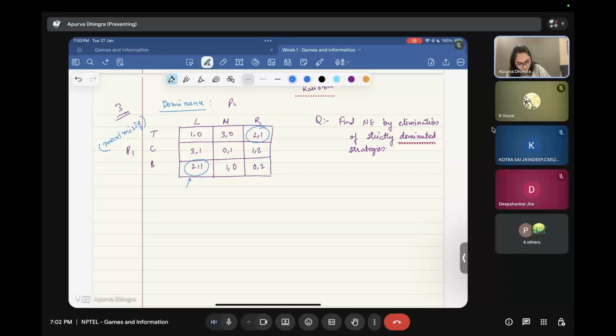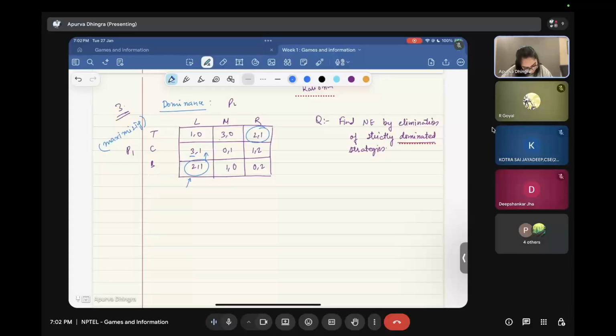Simple reason: if player 2 had played L, player 1 would benefit from taking C. So it would prefer going to 3, 1. So it would shift from here to here. So this can't be a Nash equilibrium. Okay, so we can check for the other one.